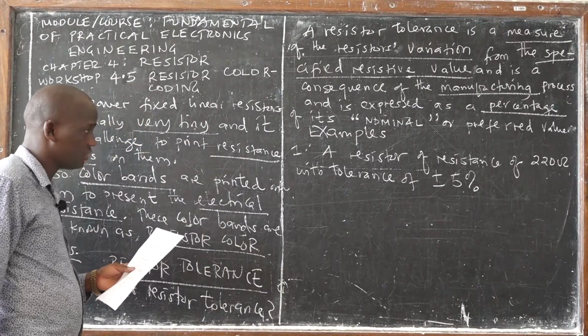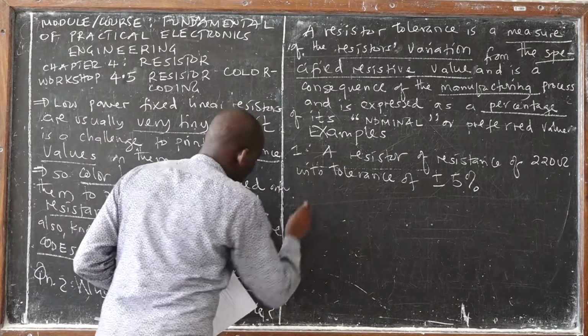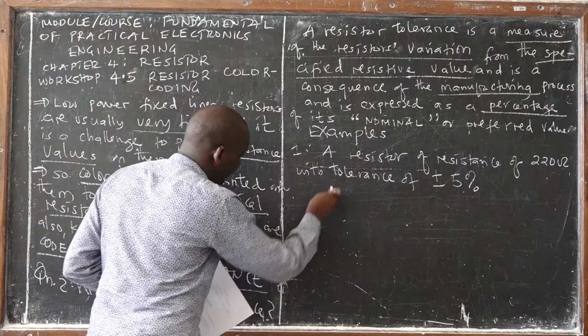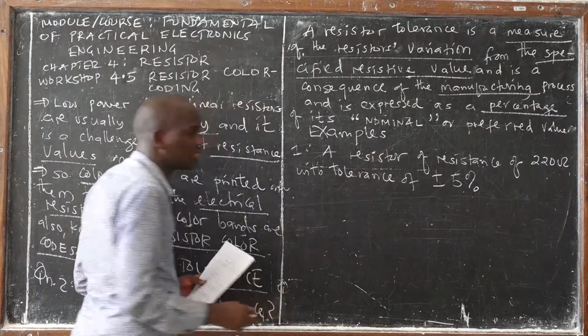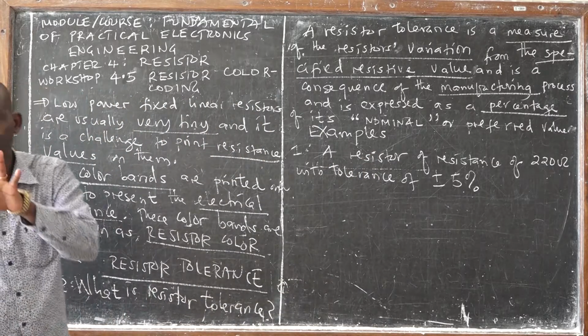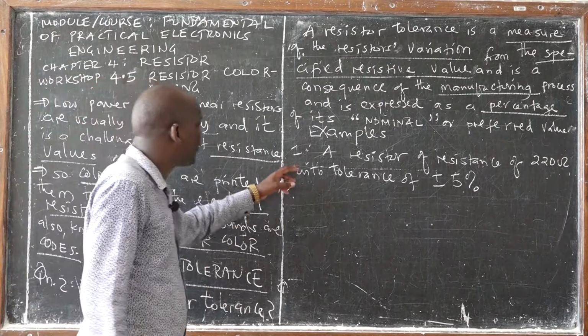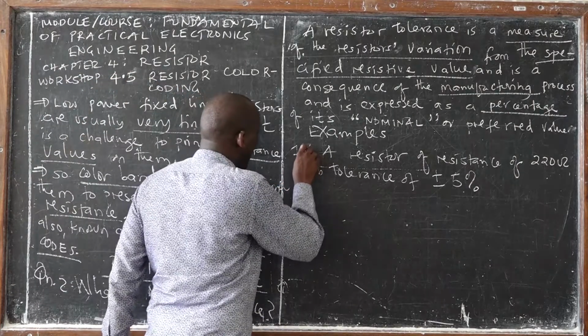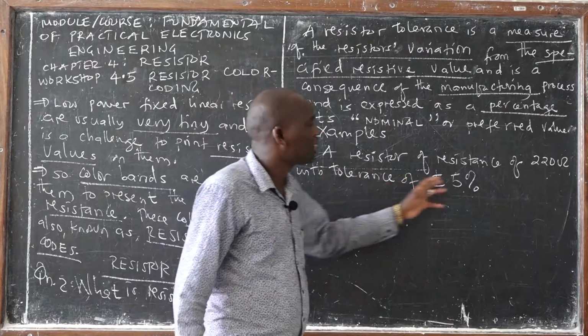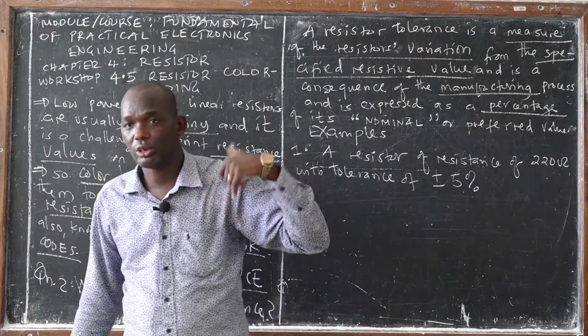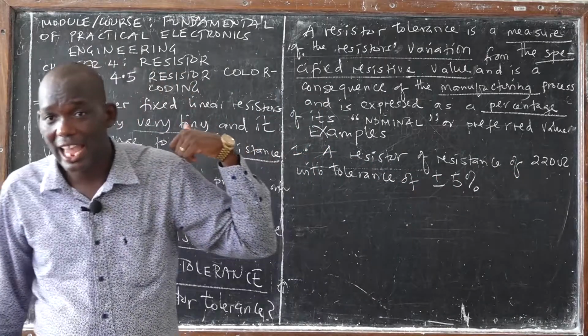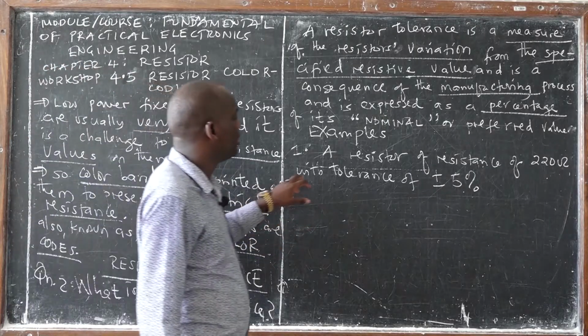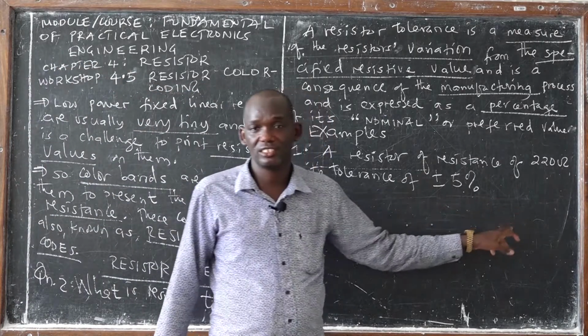I'll give you its range. This is one of the examples; then we'll have a second one, but let's deal with this one first. Stop writing. In electronics, we have a resistor whose resistance is 220 ohm. Do you remember that? It's a standard, right? And its tolerance is plus or minus 5%.